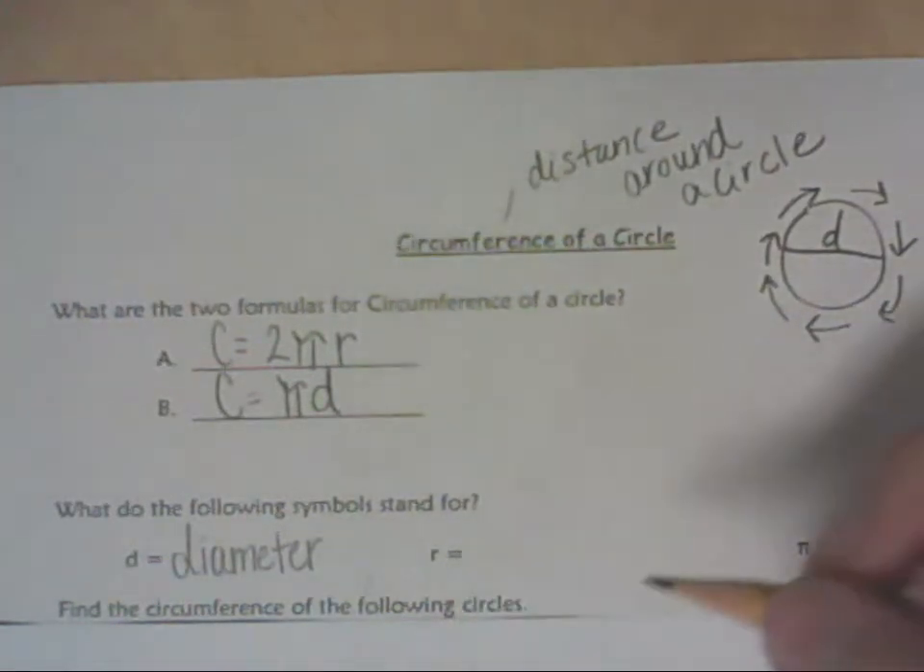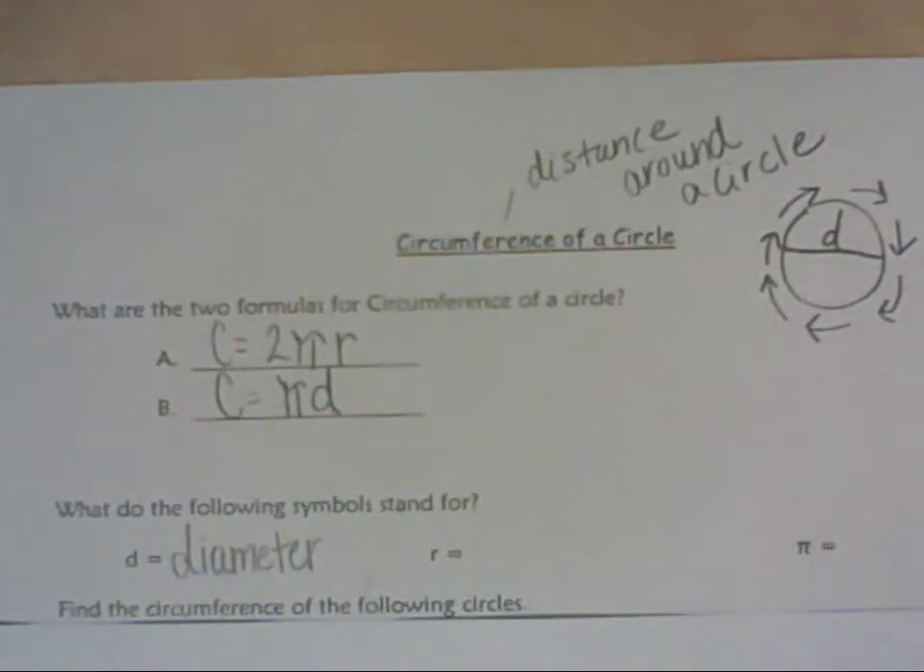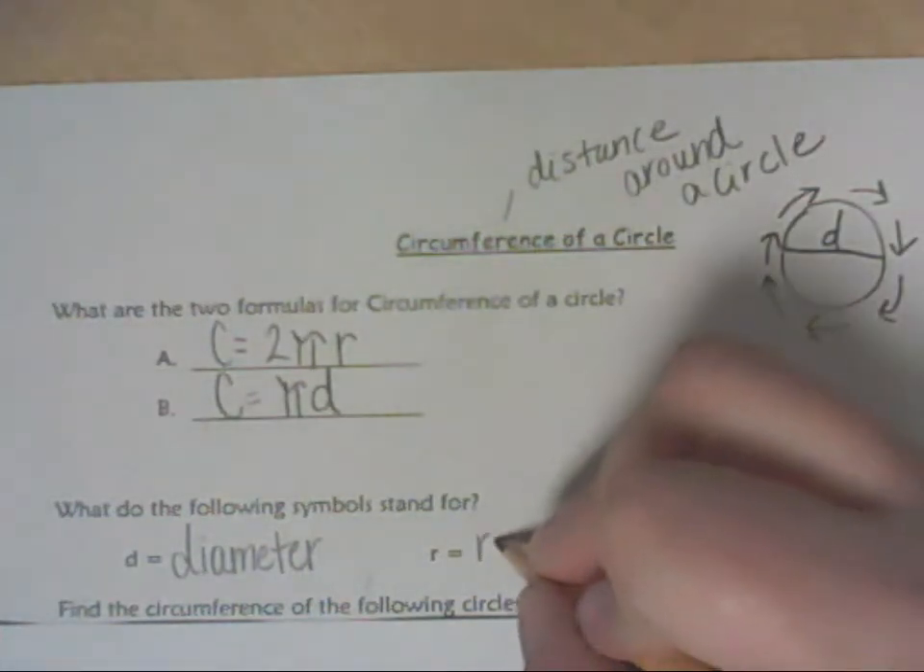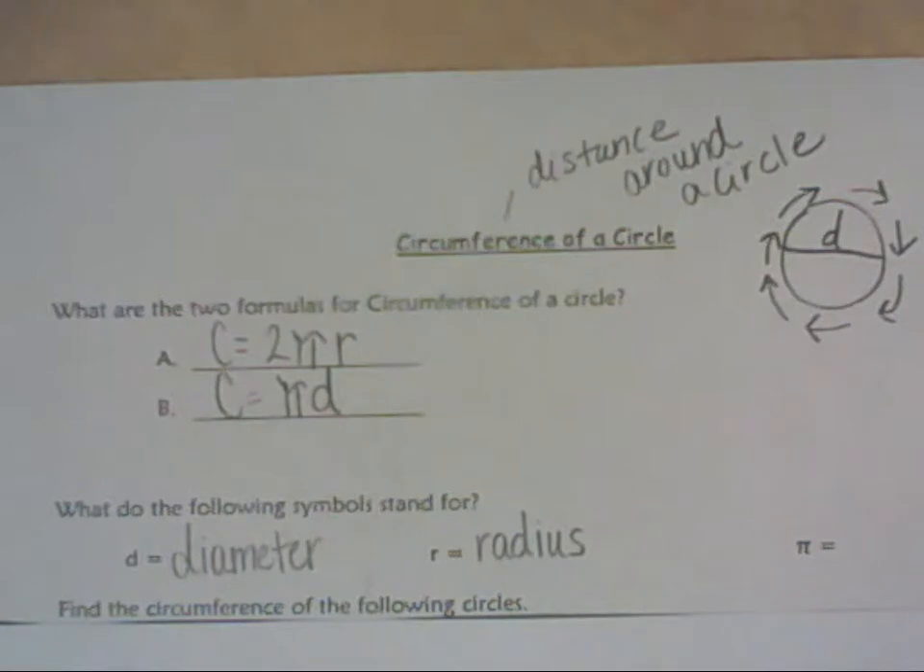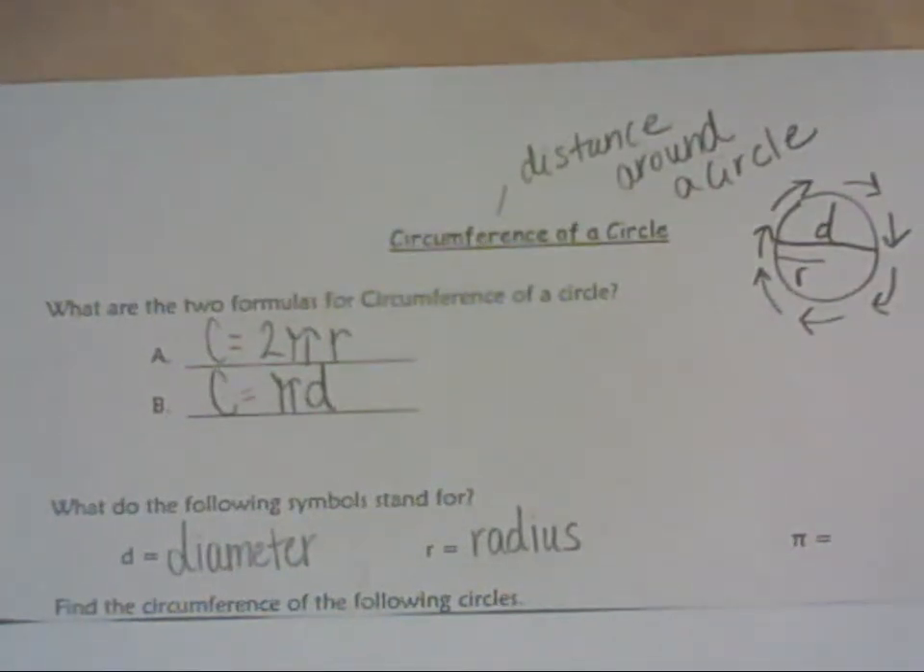Then it says R. What do you think the R stands for? You got it. Radius. Radius is half of the diameter. How many of you sometimes get confused on the radius and the diameter? I'm going to give you a trick to remember that.